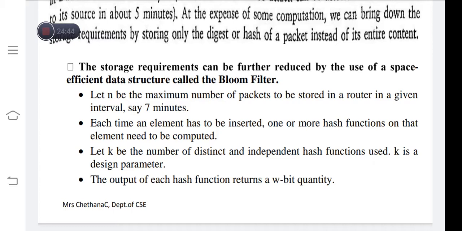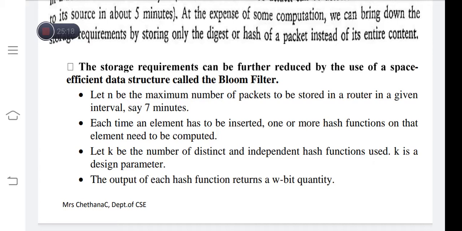So here let n be the maximum number of packets to be stored in a router in an interval, say 7 minutes. So it will keep some capacity, the maximum number of packets. Then each time an element has to be inserted, one or more hash functions on that element need to be computed. Okay, on each packet, the hash functions have to be computed, right?